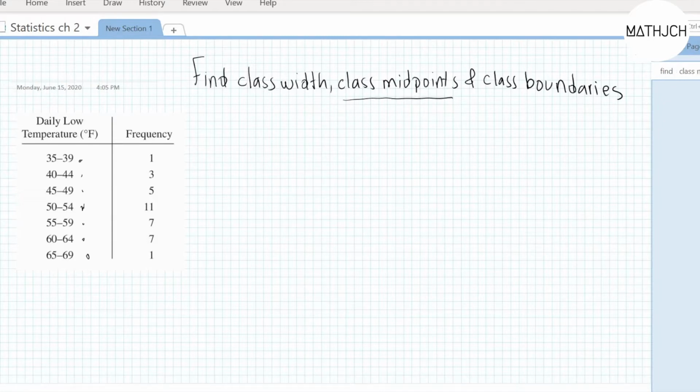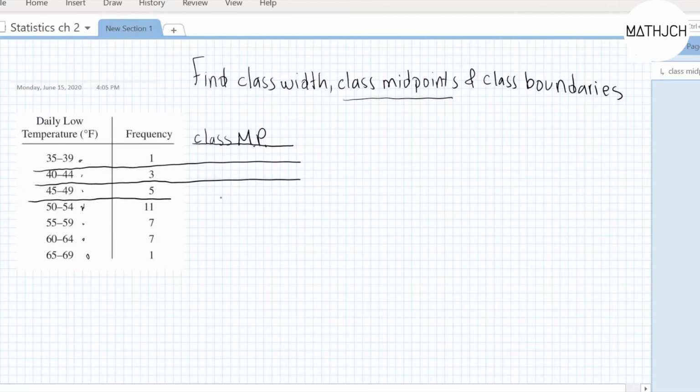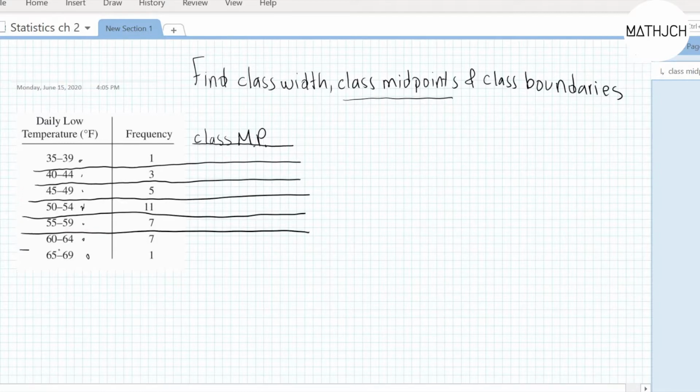So what we can do here is make another line, and we're going to input here class midpoints. Let's write it as MP. We're going to have 1 class midpoint for each, and you're going to see that it's really straightforward to find.